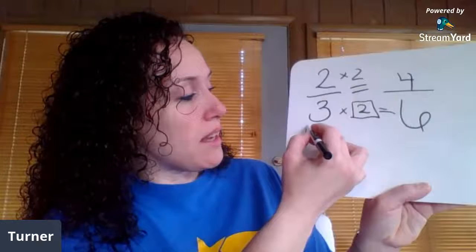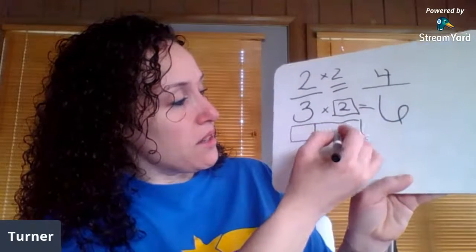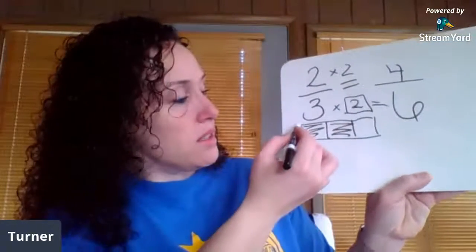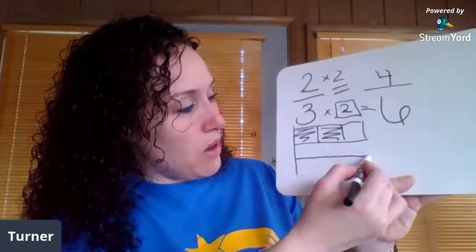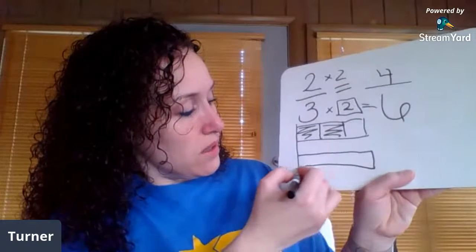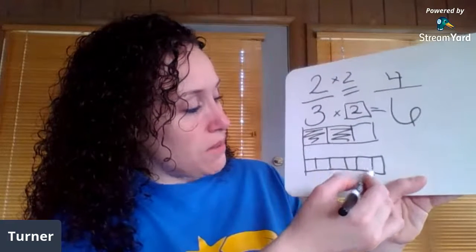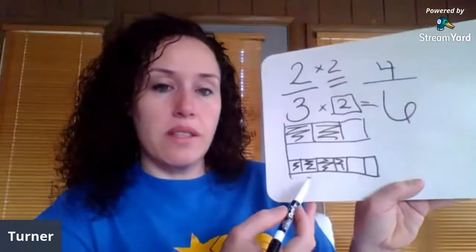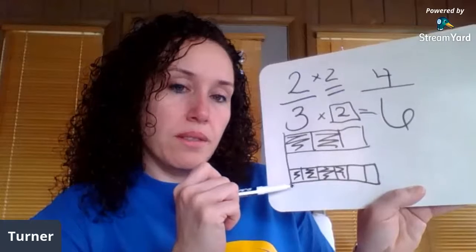So we could draw this out in our model, break it into thirds, and then color 2 sections, okay? They're going to have the same starting line, the same whole size. These are thirds, and then we're going to break each third in half to make sixths. And we can now see that 4/6 and 2/3 are equivalent, okay?